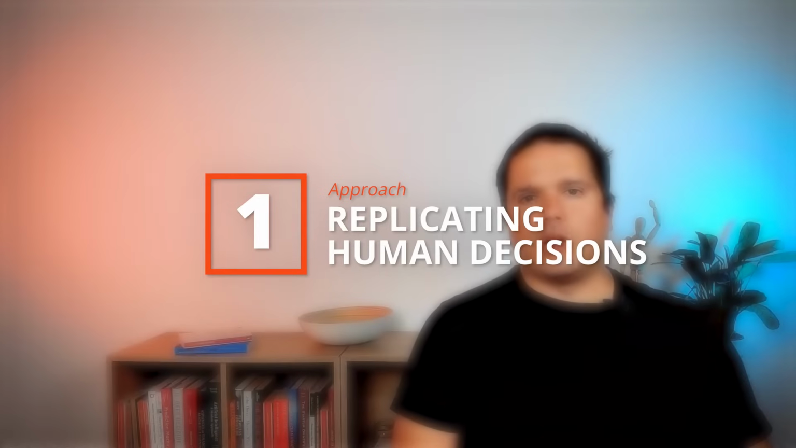Okay, let's go with the deep dive into this process. So let's go with the first approach, and the first approach is replicating the agent, replicating the human decisions. In this case, we are basically going from the current scenario, and based on the current scenario, we want to go straight to the human decision. Let's analyze what are the advantages and the disadvantages of each of these approaches.